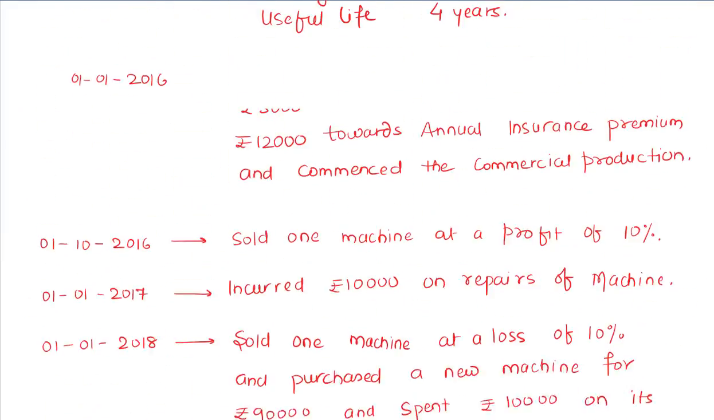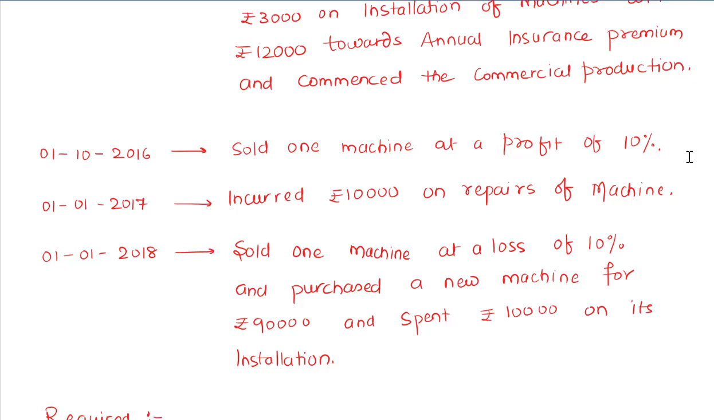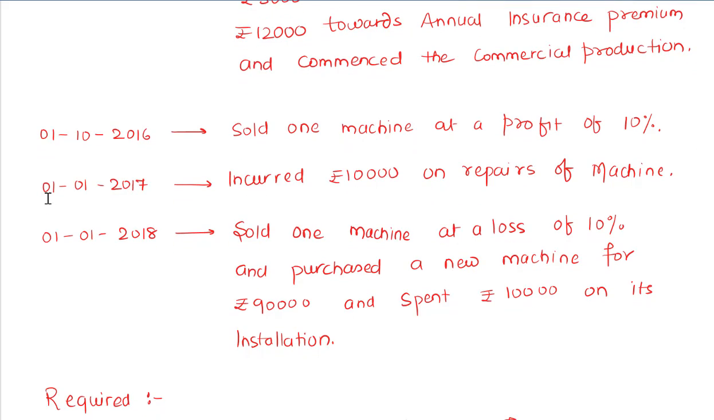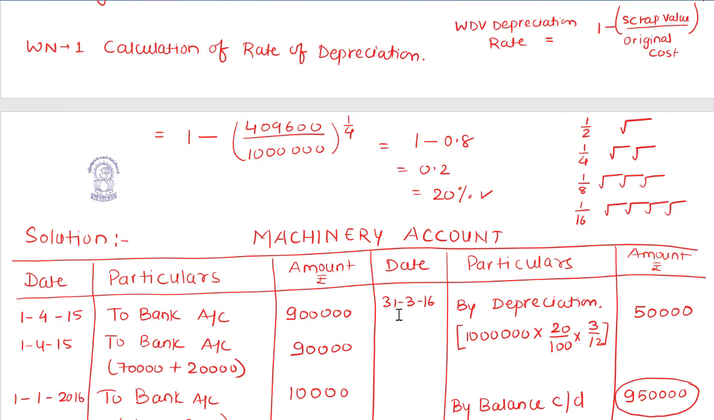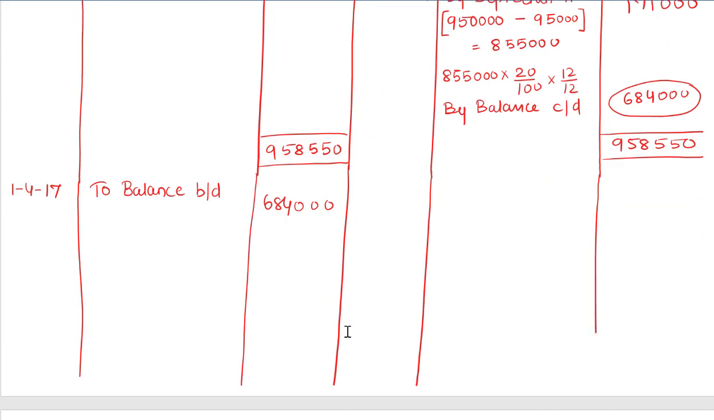This is 2017. We have incurred an expense over here in 2017. This is revenue in nature, so incurred 10,000 on repairs of machines. Sold one machine at a loss of 10% and purchased a new machine for 90,000 and spent 10,000 on its installation. Understood? So let's continue.